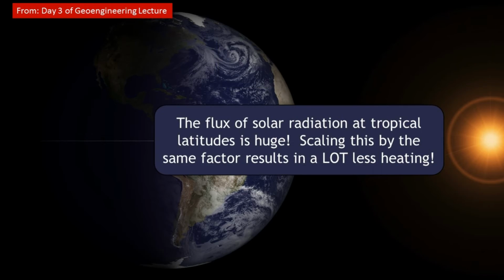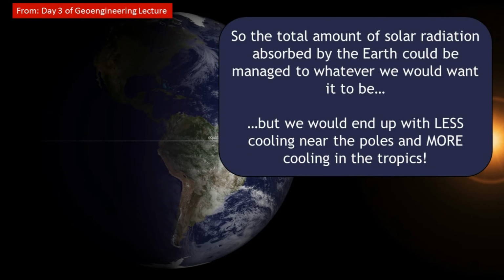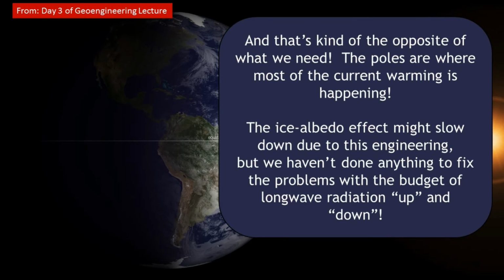In contrast, at the equator, where the sun is high and the days are long, the flux of radiation is huge. A 2% reduction in that is a large number of watts per square meter. Planet-wide, we have achieved the amount of reduction of solar radiation we want, but we have reduced the total amount of radiation at the poles much less than we do at the tropics, and that's kind of the opposite of what we wanted. The poles are where the warming is happening, not the equator. We're changing the distribution of temperature in a very unnatural kind of way.